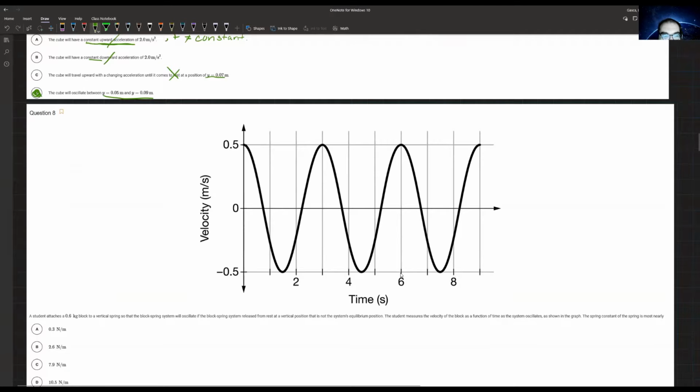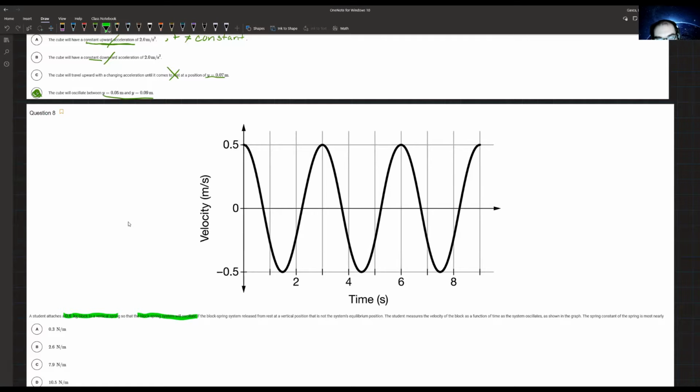Number 8. A student attaches a 0.6 kilogram block. Oh, sorry, let me pause polling real quick. A 0.6 kilogram block to a vertical spring, so that the block-spring system will oscillate if the spring is released from rest at a vertical position that is not the system's equilibrium position.